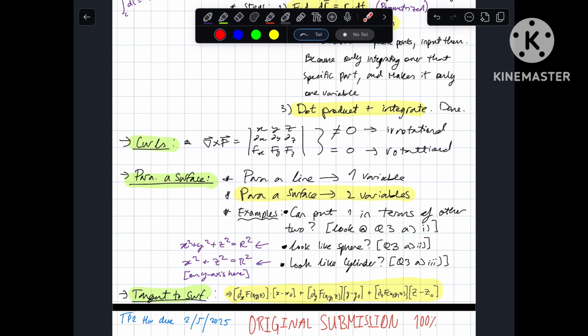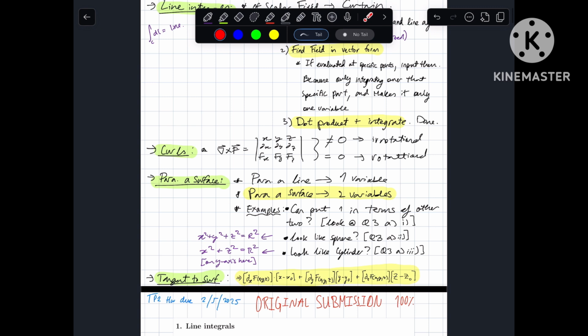Parametrization of a surface. When you parameterize a line, you're going to have it in terms of one variable. But when you parameterize a surface, it's going to be in two variables because of how surfaces work. It's just one extra dimension than a line. So there are examples, and I'm actually just going to go down in the homework to show you those examples.